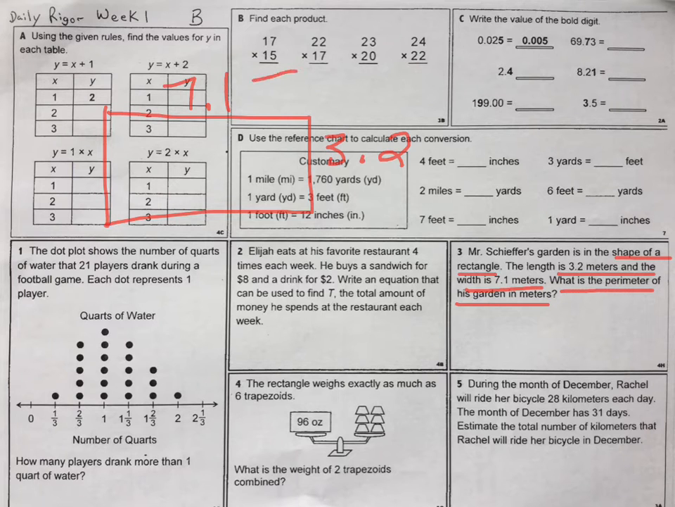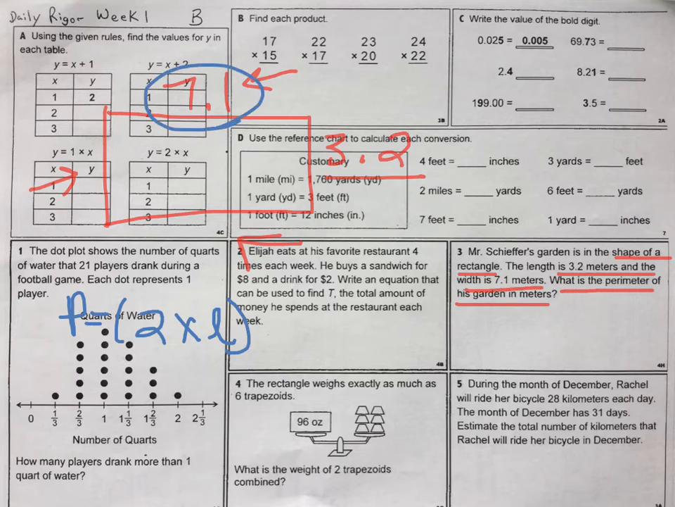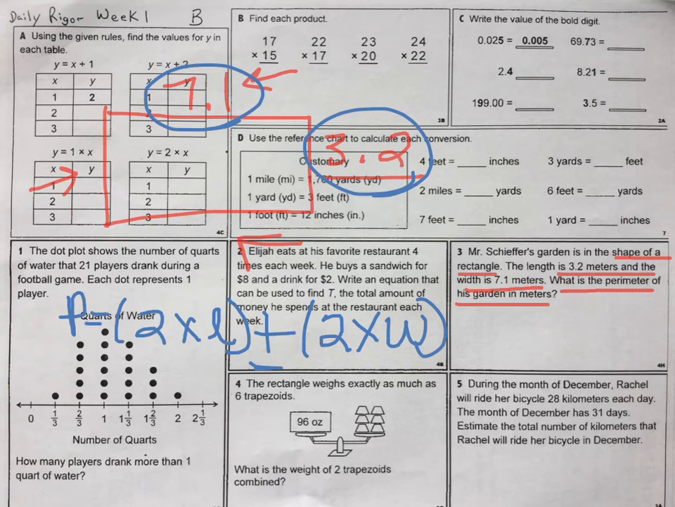Whatever is on this side has got to be the same right here, right? And this side has to be the same as this side. So the length is 3 2/10. The width is 7 1/10. What is the perimeter? Okay, perimeter, remember that's 2 times the length plus 2 times the width. So this times 2, and then you add those 2 together to find the perimeter. Okay? 2 times the length plus 2 times the width.